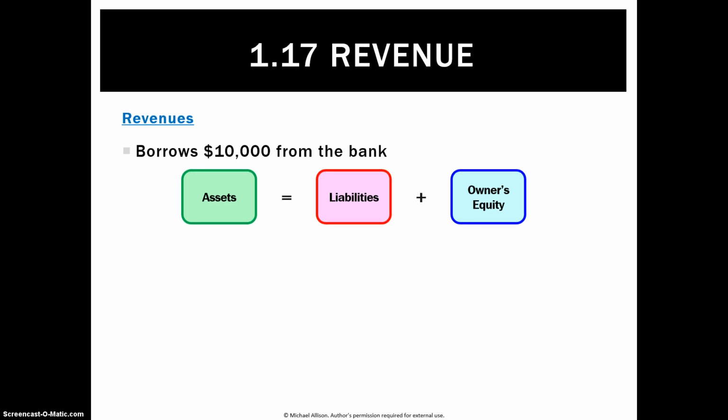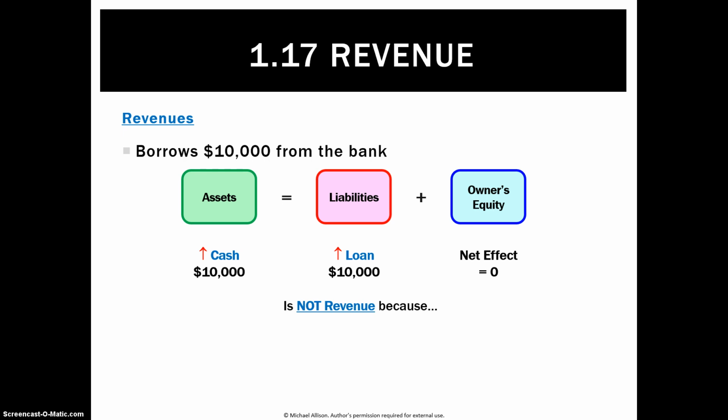Let's take the first example. You borrow $10,000 from the bank. You've got $10,000 cash. However, we can't call that revenue. Owner's equity isn't going to go up $10,000. That's actually incorrect. What will happen instead is that it'll create an obligation to the bank called a liability for $10,000. So looking at the overall effect here, I've got cash going up 10, or assets going up 10, liabilities going up 10, so the net effect on owner's equity is 0.